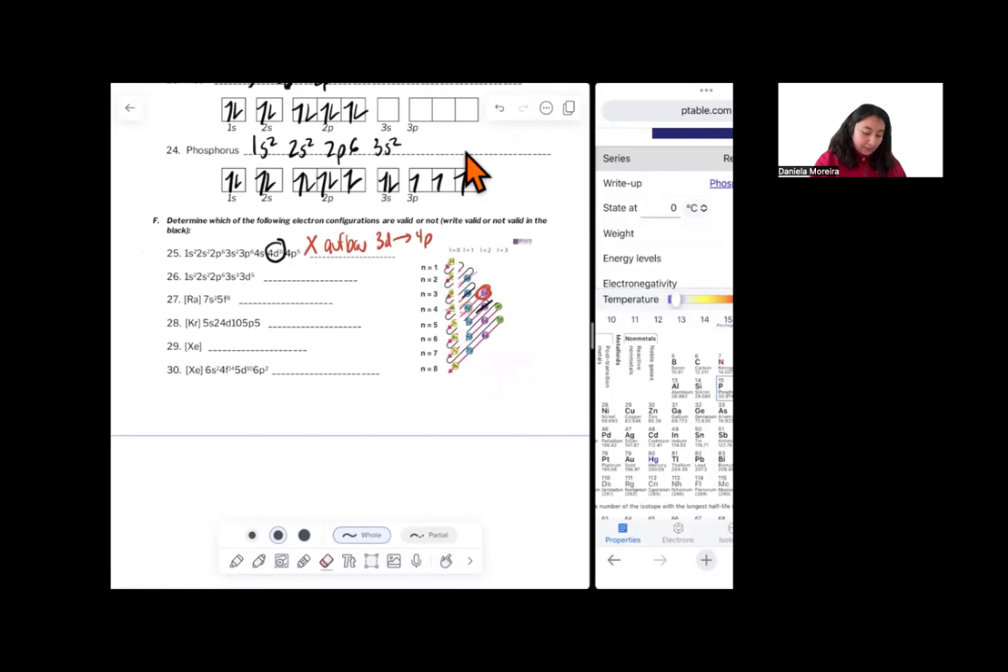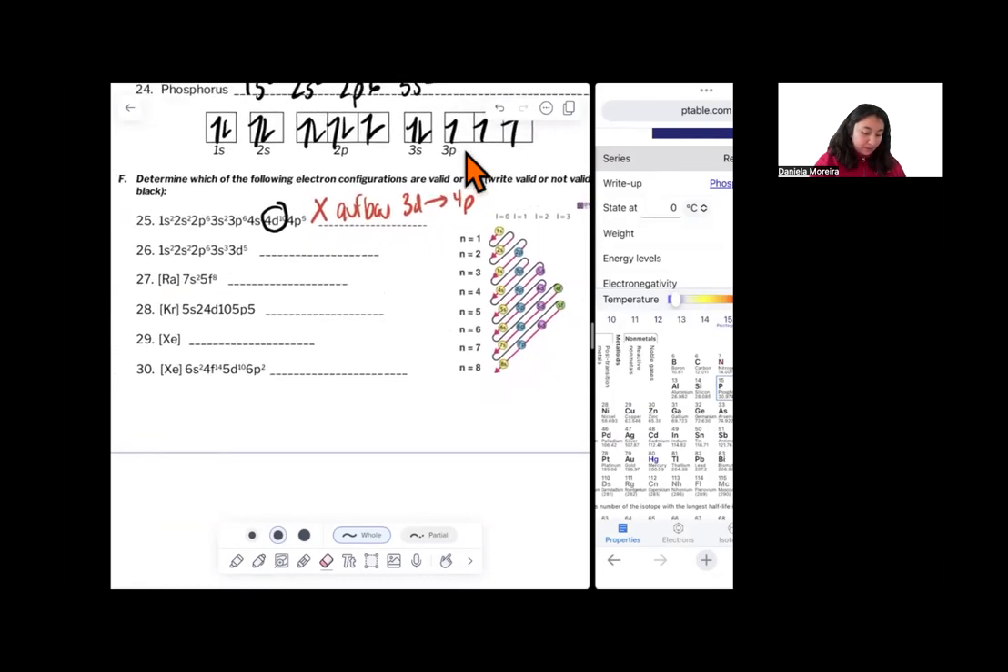We'll do a similar process for question 26. So let's see. 1s2, 2s2, 2p6, 3s2. And then here we go to 3d5 instead of 3p. So this is wrong because it skips. It needs to be 3s and then 3p, not otherwise.